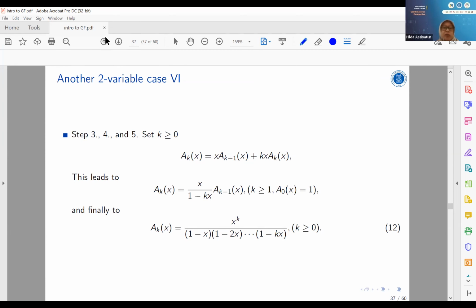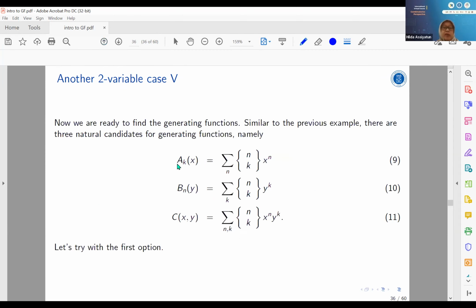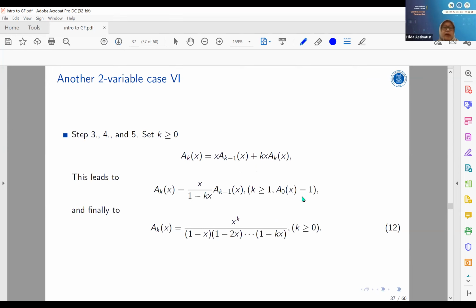You should check, it should be easy to see that if k is 0, the number of classes is 0, all vanish except the first one when n is also 0, and the value equals 1. That's why we have a_0(x) equals 1. So iteratively, we will have a_k(x) is this one. This is the generating function for our Stirling number.